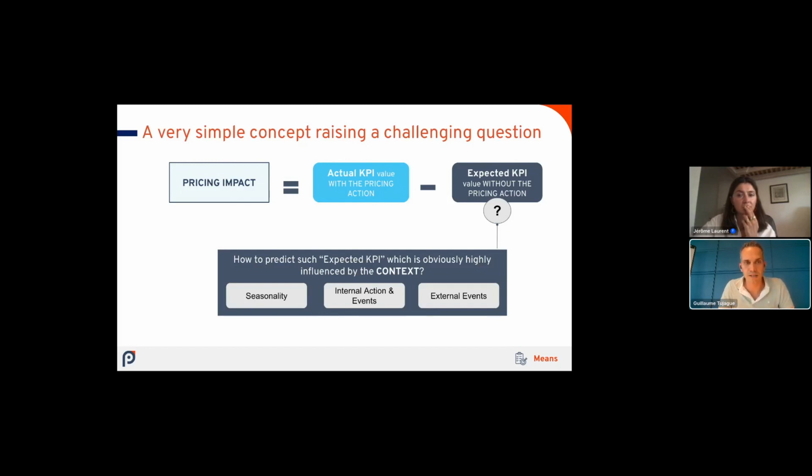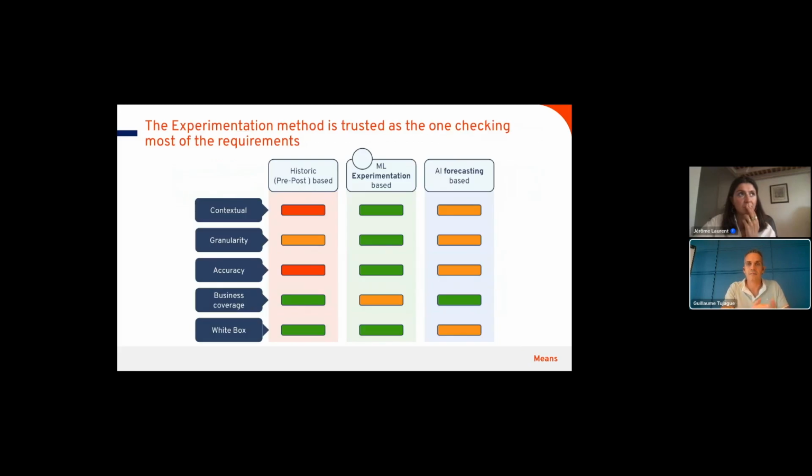If you can move on to the next slide, please. The three different concepts are basically what we call the historical measurement, a pre-post measurement, experimentation, and a forecasting based on AI.